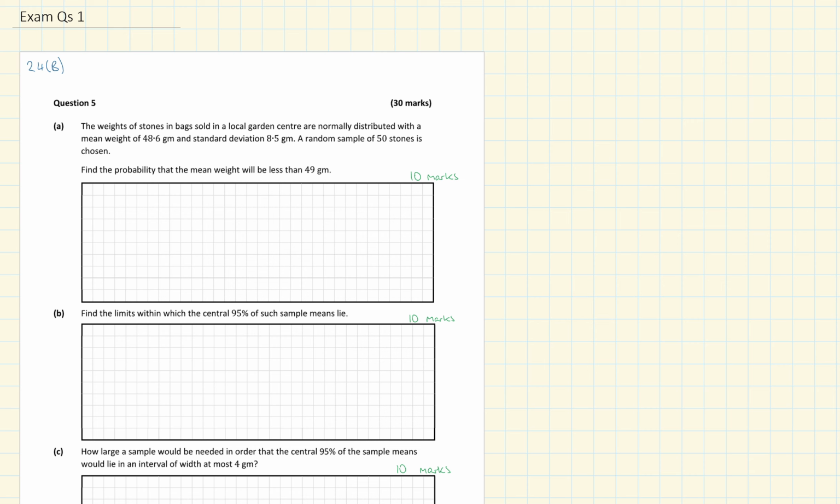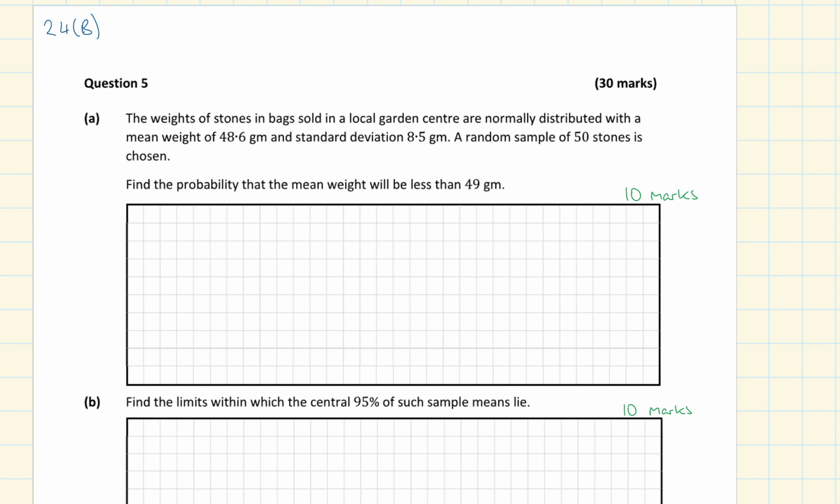In this video, we're going to have a look at an inferential stats exam question. So as always, we'll pull out our key information. The first line we see, it's the weights of stones in bags, normally distributed. That's going to be useful. Mean weight of 48.6, standard deviation of 8.5, and then a random sample of 50 stones. Once I see the mention of a random sample, I know the central limit theorem will apply. And they want the probability that the mean weight will be less than 49 grams. So there's my first question.